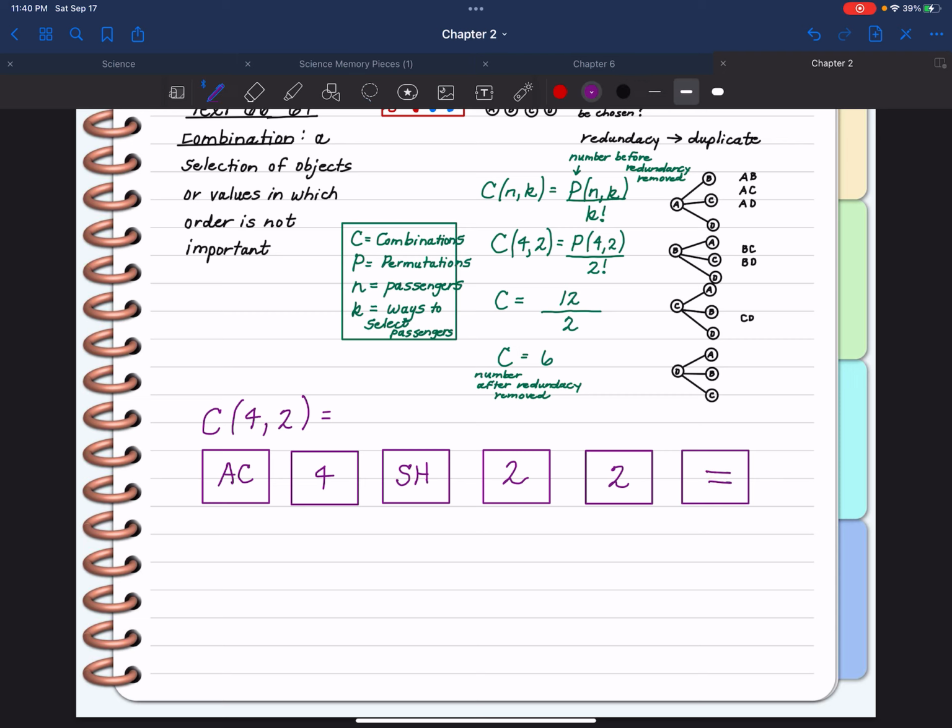So this 4 is the N value. And this 2 right here, the second one, is the K value. And when you press equals, you should get 6. I got lost. Let me start again. So all clear, the N value, Shift, digit 2, then the K value, equals 6. And that will be the number after the redundancies are removed.